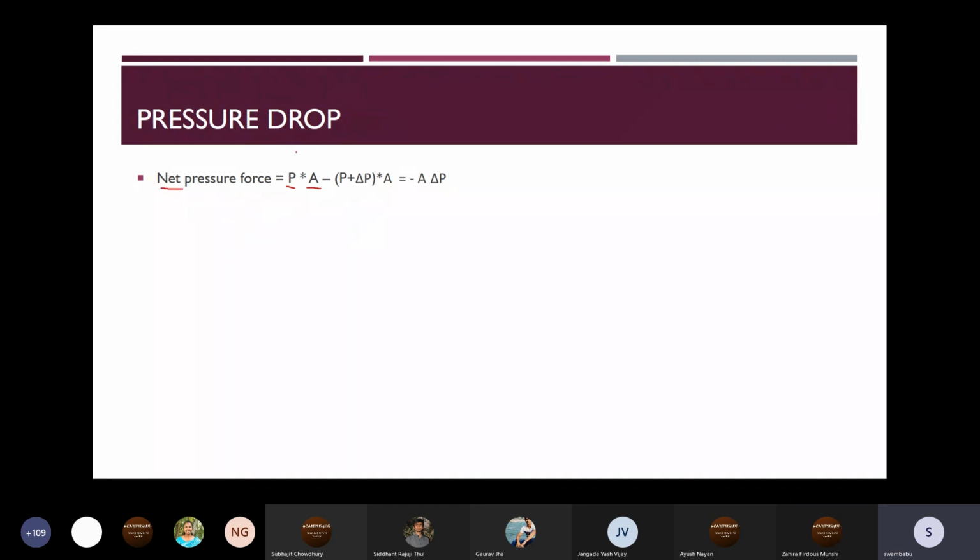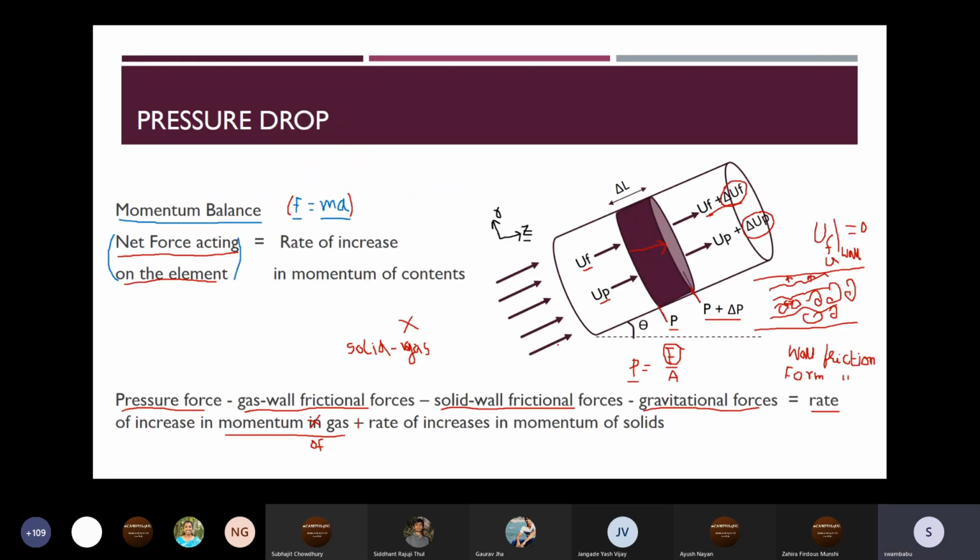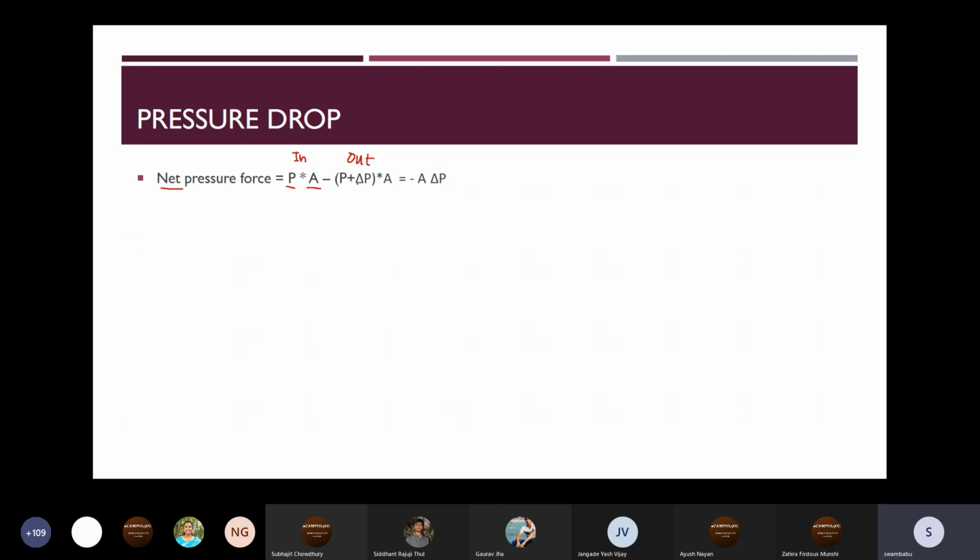Net pressure force. Net is nothing but inlet minus outlet. So at the inlet we have P, and at the outlet P plus delta P, and the cross-section area is the same. So we have P into A minus P plus delta P into A. Finally we get minus A into delta P. Why is this minus coming? Because as the fluid flows, pressure reduces. Hence we have the minus sign here.